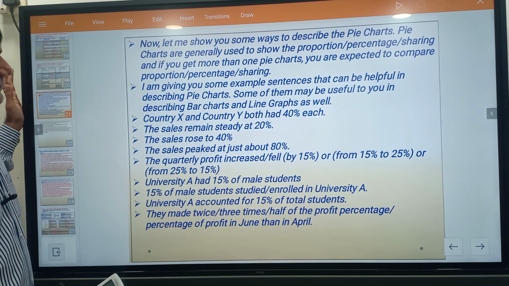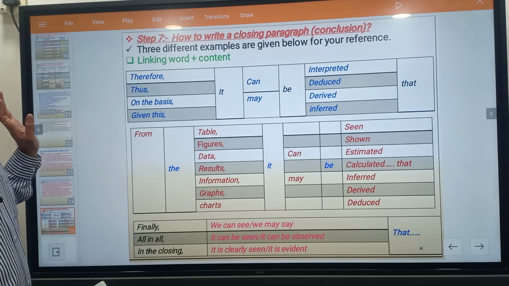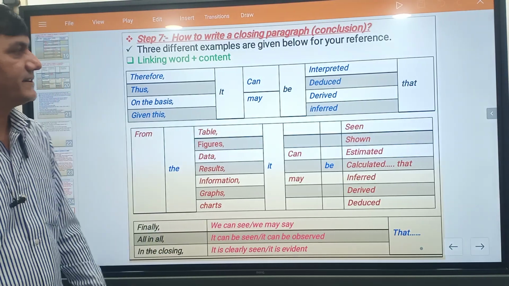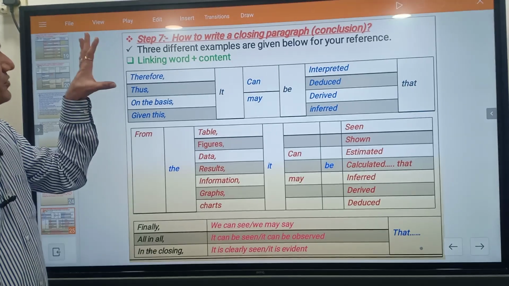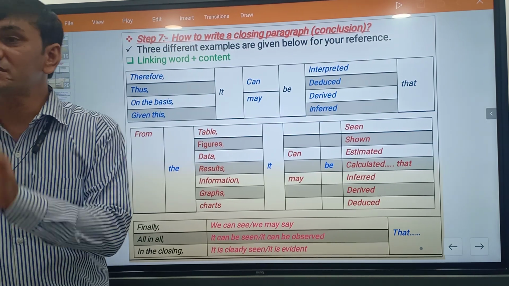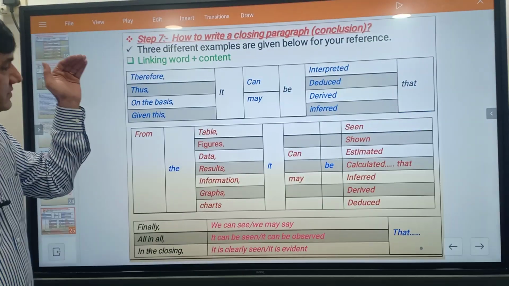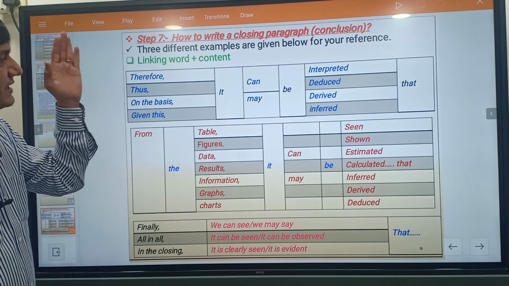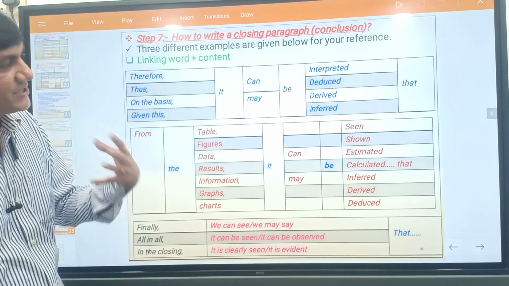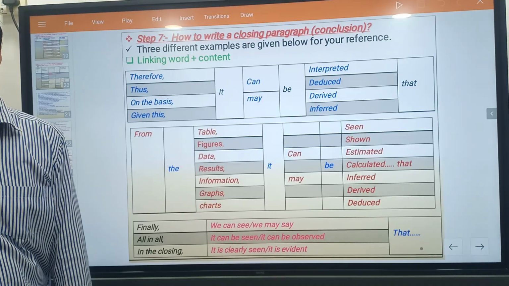So now I am giving you the last part, how to write the closing, that means the overall paragraph. The overall paragraph can be written after the introduction or last. You have to use three different examples given below. Linking words plus content. You must use linking words in the overall paragraph. Therefore, thus, on the basis of, given this, it can be, it may be interpreted, it can be deduced, it can be derived, it can be inferred that. So this way you can write your whole paragraph.